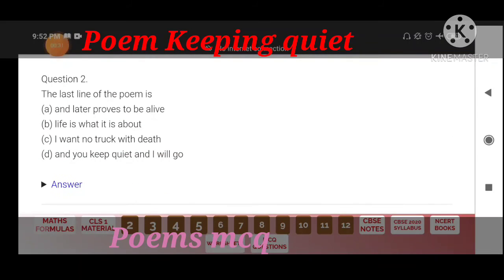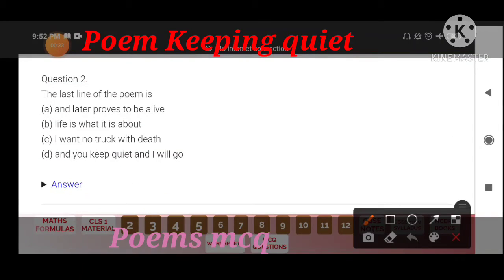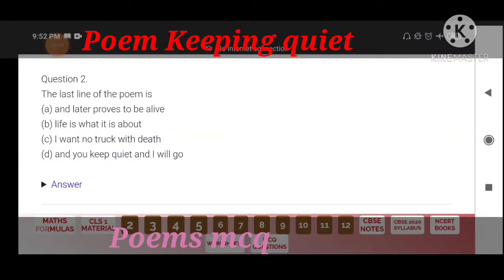The last line of the poem is, and let it prove to be alive. Life is what it is about. I want no truck with death, and you keep quiet and I will go. So here the poet wants to know the meaning of the last line, and the last line meaning is you keep quiet and I will go. This one will be the answer.